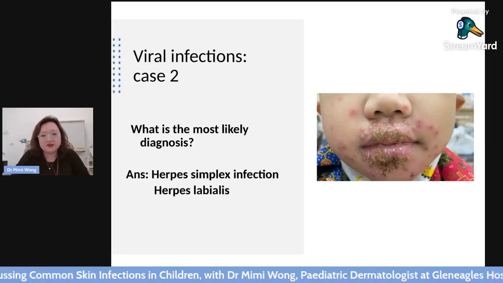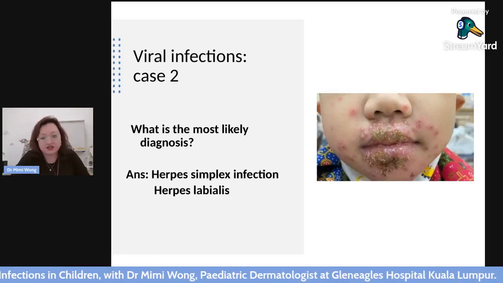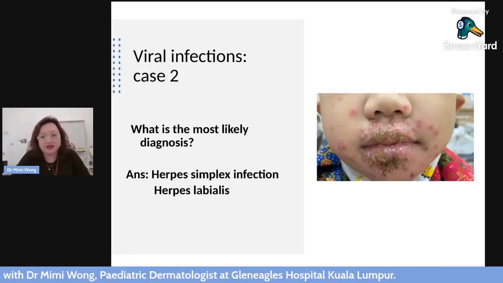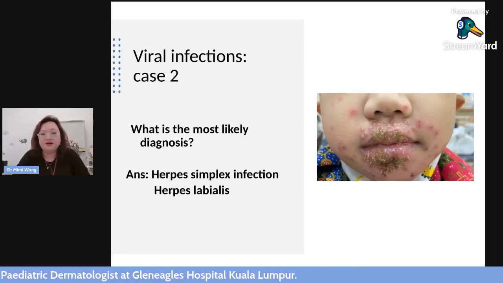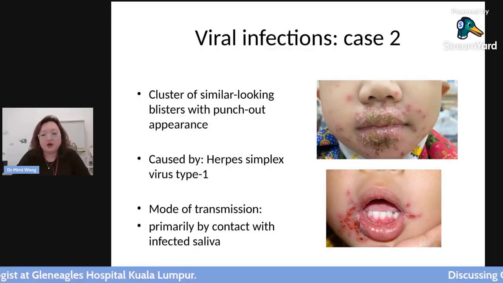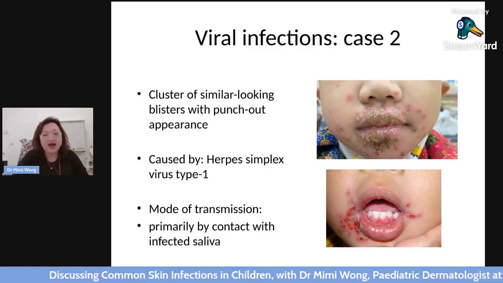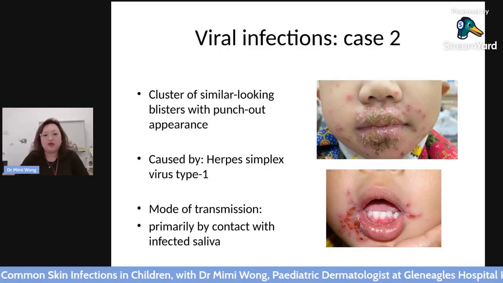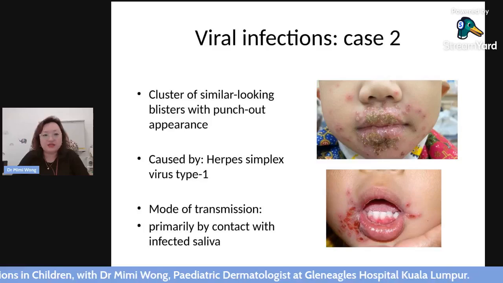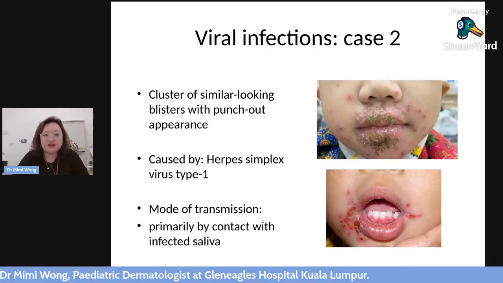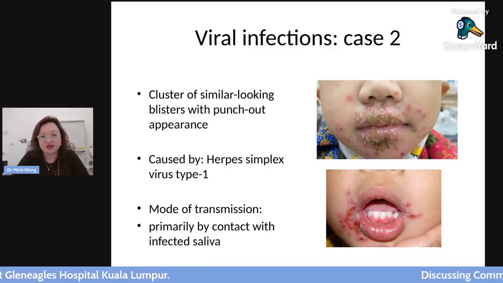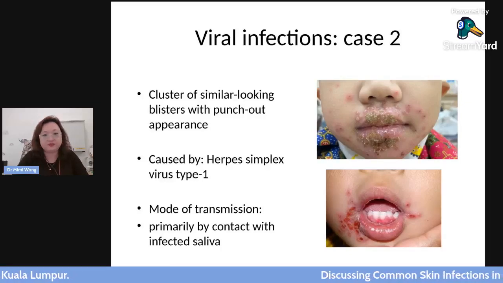So this is the classical picture of herpes simplex infection. Because it involves the lips, we call it herpes labialis. How do they usually present? They always present with a cluster of very similar-looking blisters with a punch-out appearance. This is a classical description. It's caused by herpes simplex virus type 1, and the mode of transmission is primarily contact with infected saliva. That's why I always ask parents not to allow others to kiss your kids on the lips directly, because you don't know whether that person is a carrier of this herpes infection or not.